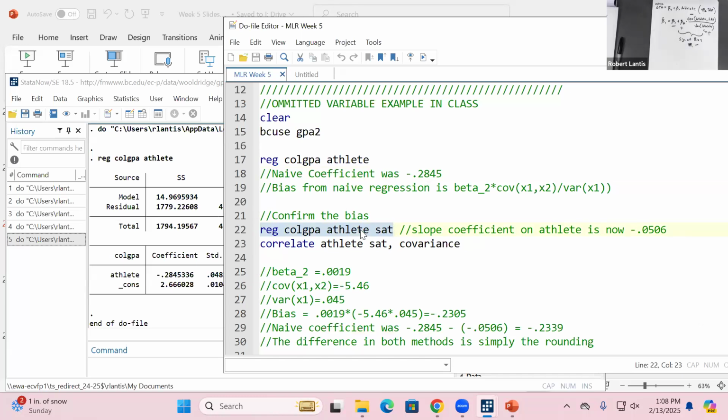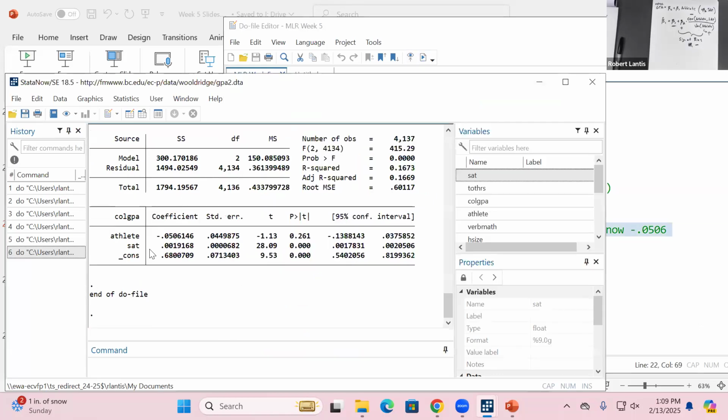As soon as I include it, what happens to my bias? As soon as I include that important omitted variable, my bias goes away, right? Completely eliminated because I'm now including it. It's no longer omitted. So if I run this regression, now once I control, remember, how do we interpret these multiple linear regression coefficients? It's still the same interpretation.